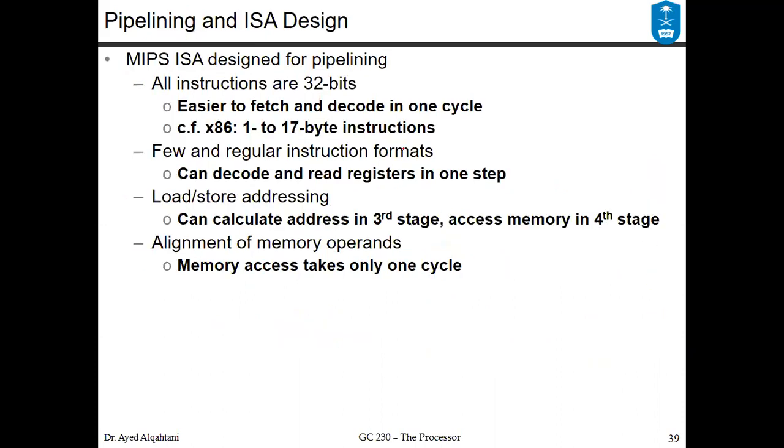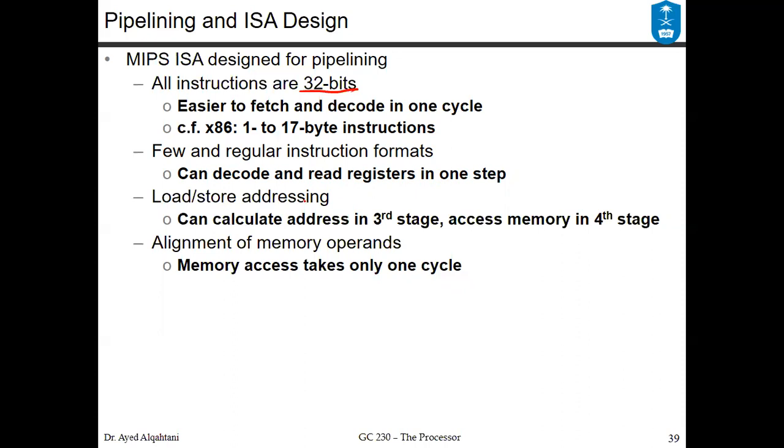So pipelining and ISA design, MIPS ISA design for pipelining. And this is great. The reason is we make things easier, in a short sentence, by having all the instructions the same length, they are all 32 bits. This is easier to fetch and decode in one cycle, contrary to the x86, which has 1 to 17 bytes instructions. We have few and regular instruction formats. We have only 3: the R, the I, and the J type. You can decode and read registers also in one step without a problem.